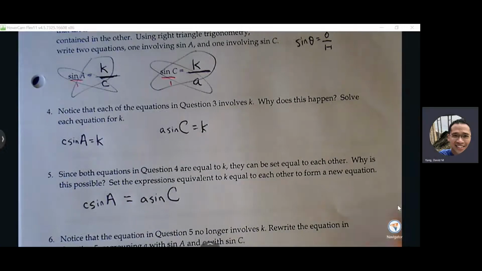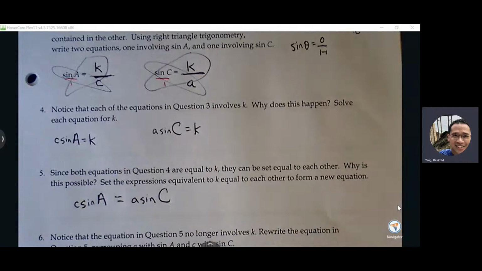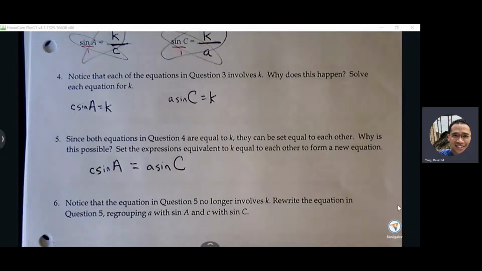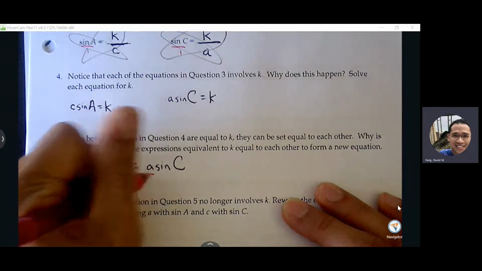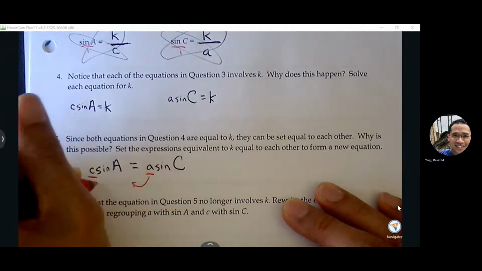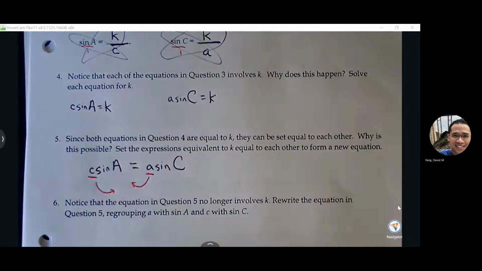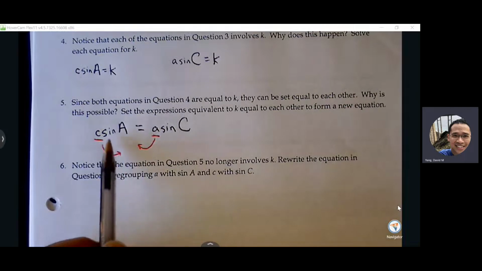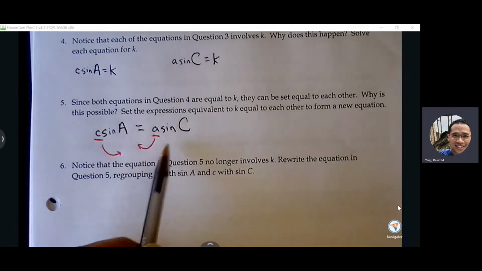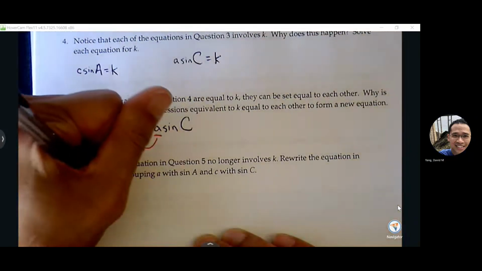It says, notice the equation in question 5 no longer involves K. Rewrite the equation in question 5, regrouping a with sine A and c with sine C. So divide both sides by a and c. I'm doing a double division here. I'll move the a to the denominator on this side, and I'll move the c to the denominator of the other side.